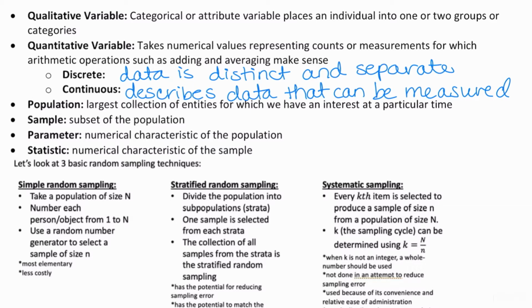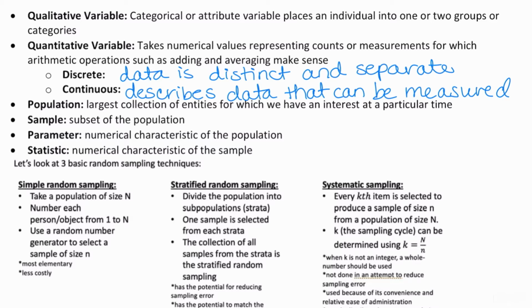If we talk about the type of food that someone likes to eat, or the size of the luggage that people take to the airport, those would be qualitative variables because they describe a category. Now, on the other hand, we have quantitative variables, and a quantitative variable takes numerical values representing counts or measurements for which arithmetic operations such as adding and averaging make sense.